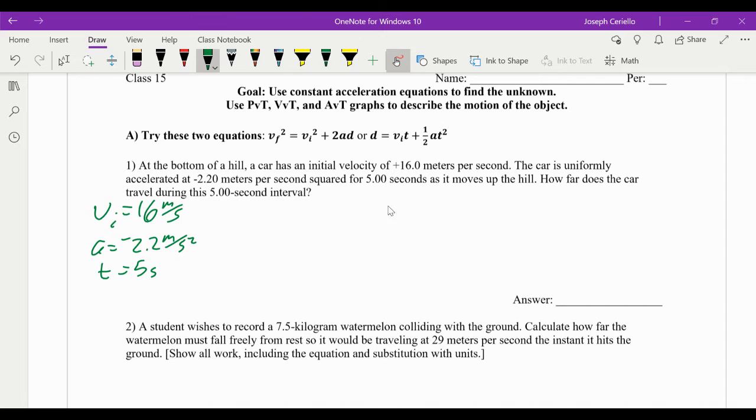as it moves up the hill. So it's going up a hill, it slows down, which we expect. How far does the car travel during this 5-second interval? So d equals our unknown. All right, so what we can use is, let's see, we have time, we need d, we don't have v final, so we should probably use this equation here. d equals v initial times time plus 1/2 at squared.